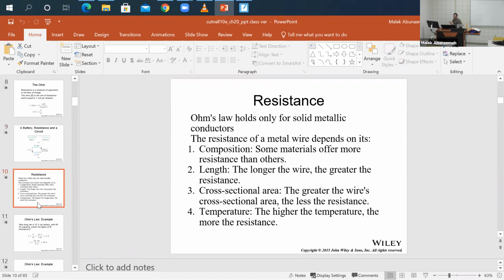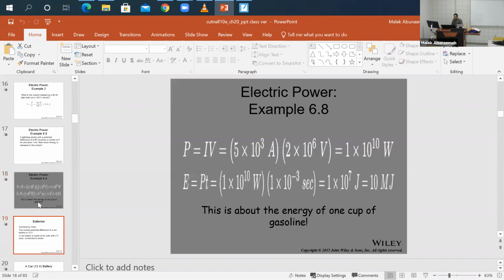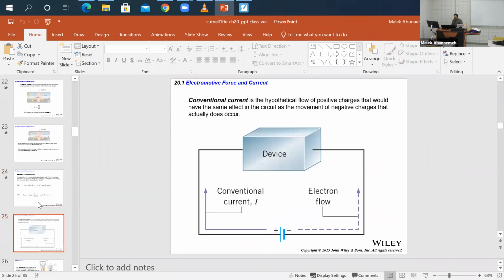Now your resistance depends on the type of material it's made out of, whether it's copper, rubber, and each material has a different resistivity. Length: the longer the wire, the greater the resistance. Cross-sectional area: the greater the wire's cross-sectional area, the less the resistance. And the higher the temperature, the more the resistance of the wire.